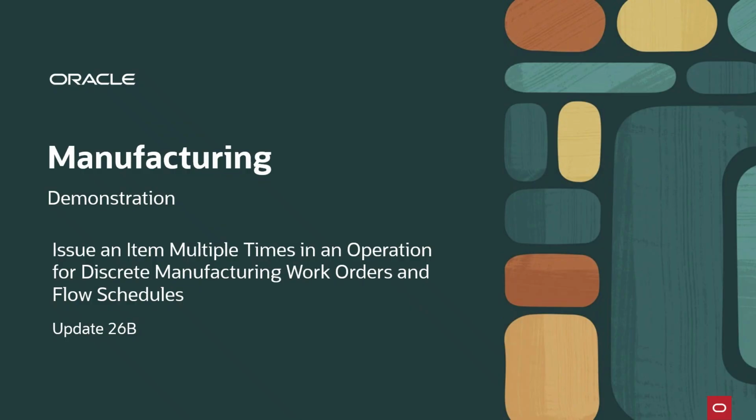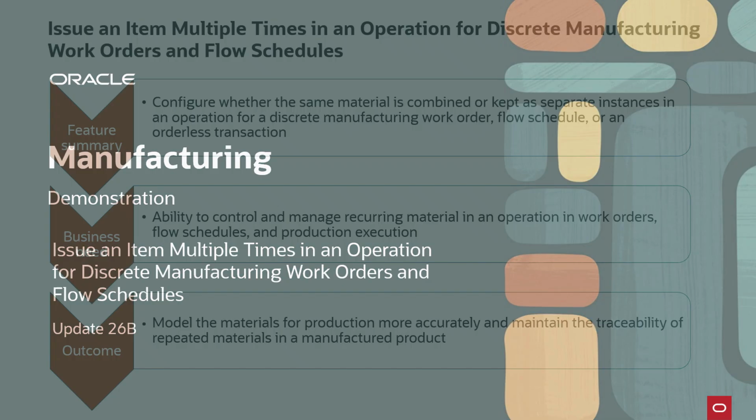Welcome to the demo of the 26B feature, issue an item multiple times in an operation for discrete manufacturing work orders and flow schedules, in Oracle Fusion Cloud Manufacturing.